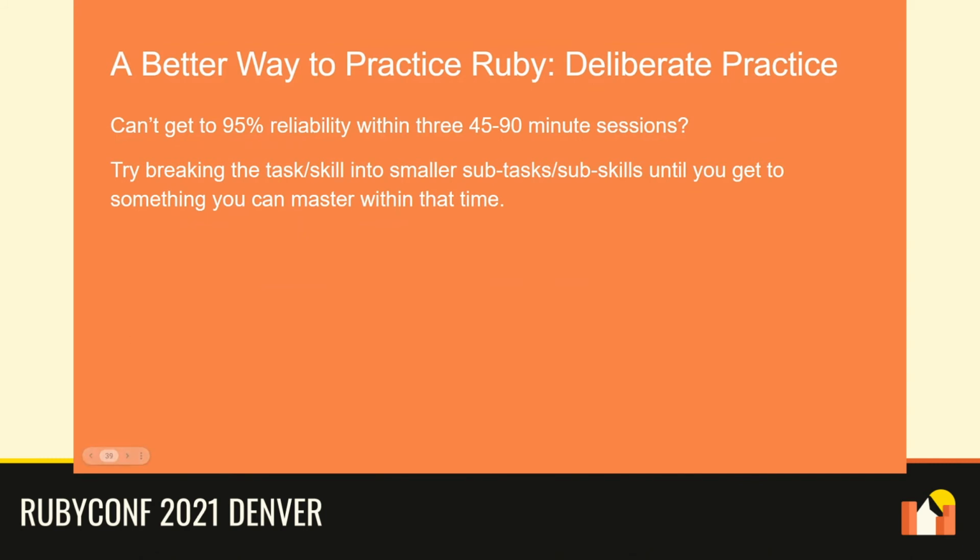To measure your performance, aim to achieve 95% reliability, which means every time that you perform these tests, you produce the same results within 1 to 3 practice sessions of 90 minutes. And if you can't get to that performance level, then try breaking the task or skill into smaller subtasks or sub-skills until you get to something you can master within the time.